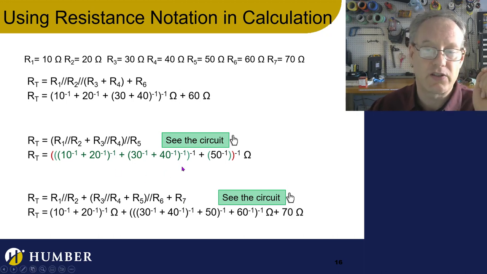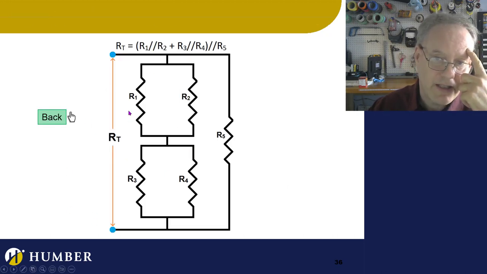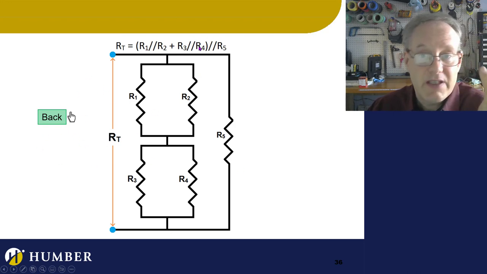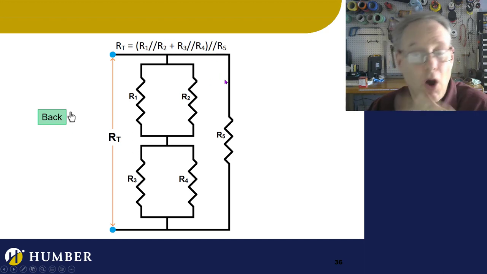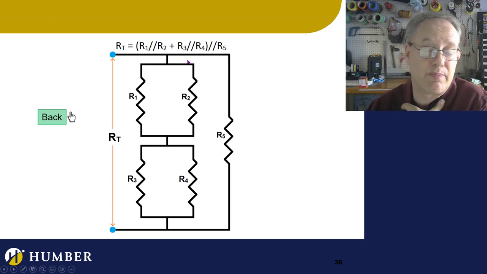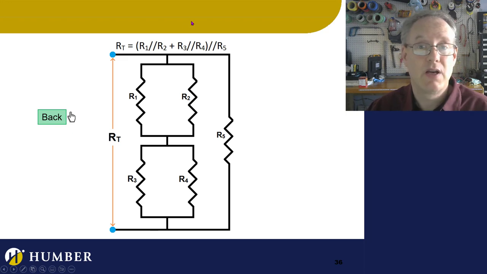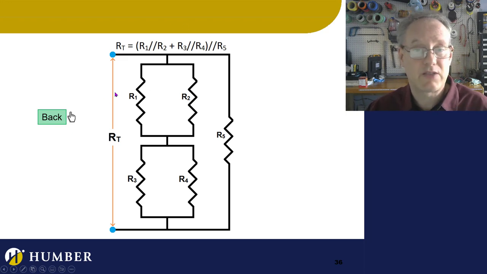Let's just take a look at this circuit over here. That's a crazy circuit. You'll never see this circuit. But this is the resistor notation for this circuit. Sit with it. Try and figure out why this is true. Obviously, R5 is in parallel with everything else. So I'm putting brackets here. That's why the brackets are there.